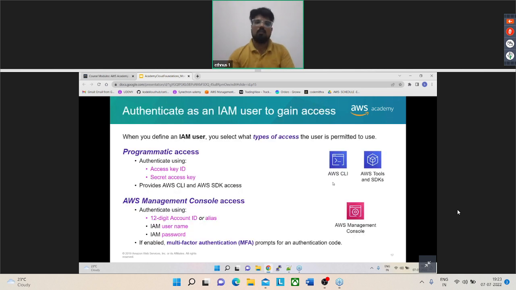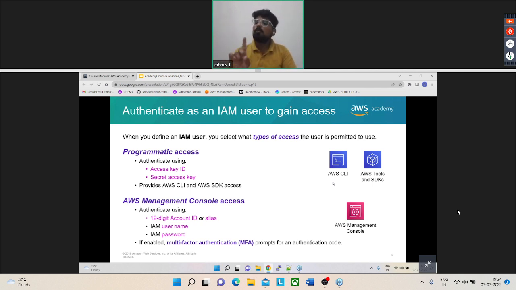Let's move ahead now. So now, authenticate as an IAM user to gain access. When you define an IAM user, you select what type of access the user is permitted. Whenever I create an IAM user, I'm going to show you in the demo also, one step will come where it will ask how the IAM user is going to access your AWS account to create the AWS services. So there are two kinds of access, guys.